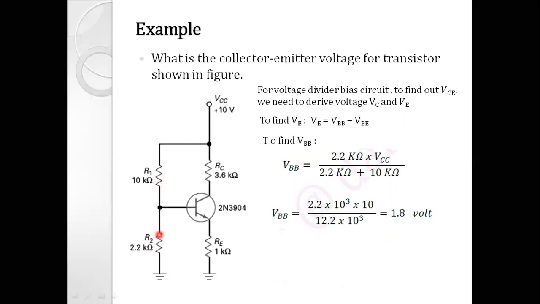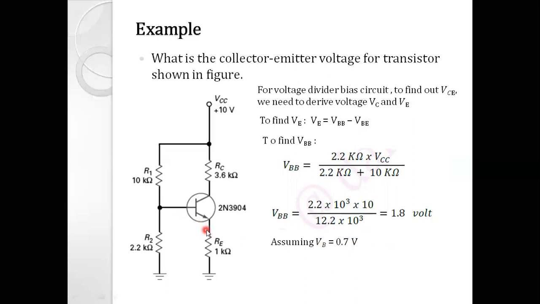So it is nothing but R2 divided by R1 plus R2 into VCC. R2 is equal to 2.2K, divided by 2.2 plus 10K, into VCC. And when we substitute the values from this circuit diagram, we get VBB is equal to 1.8 volt, right? So we have VBB, we have VBE as well. Why? Because assuming VBE is equal to 0.7, actually it should be VBE, right? So there is a mistake over here. VBE is equal to 0.7.